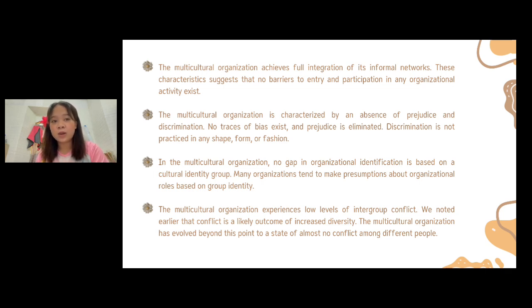And lastly is low levels of intergroup conflict. So, dito naman is yung organization is tinatry nila yung best nila na iwasan yung mga misunderstanding or conflicts na nabubuo from sa mga employees nila, especially if yung mga employees nila is from different cultures, so it means they also have different opinions or perspective. So yun yung ginagawa ng organization. Gina-try nila na iwasan yung mga misunderstandings between their employees.